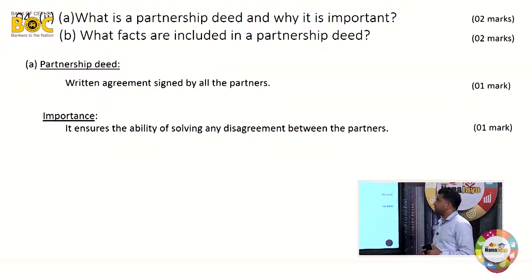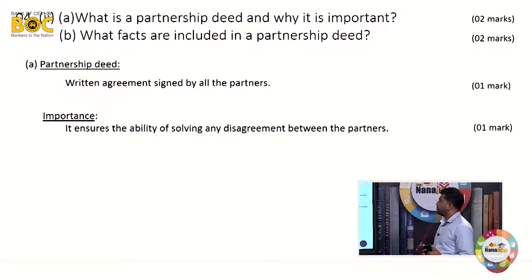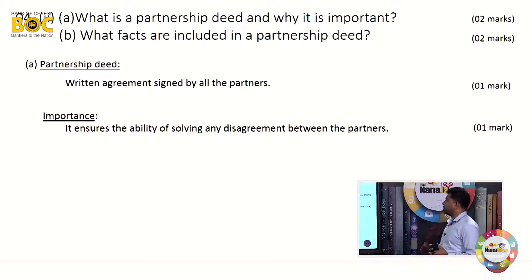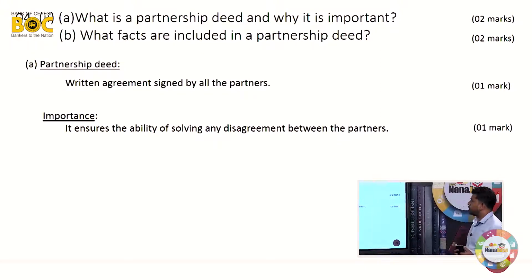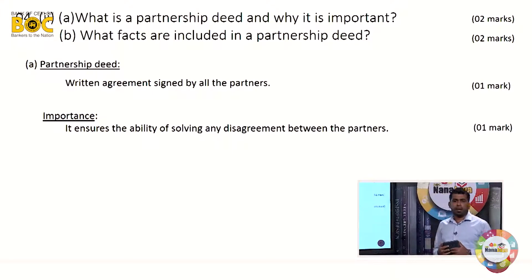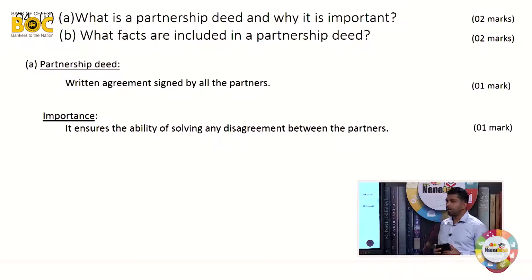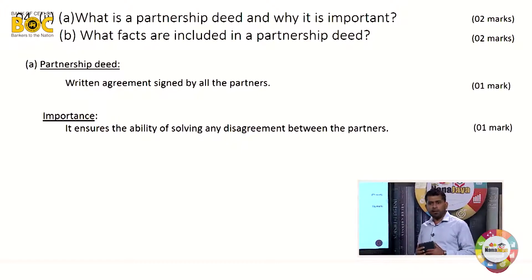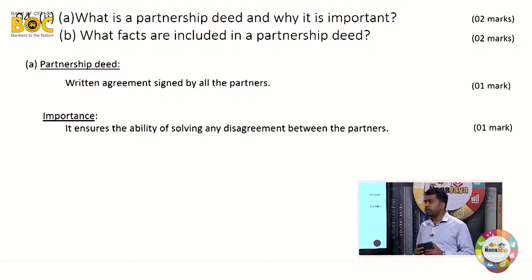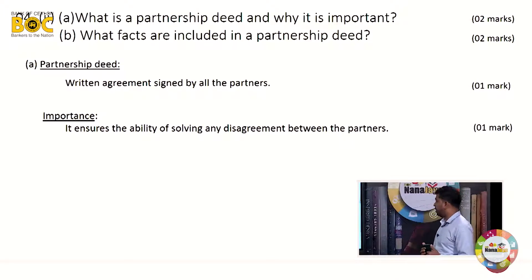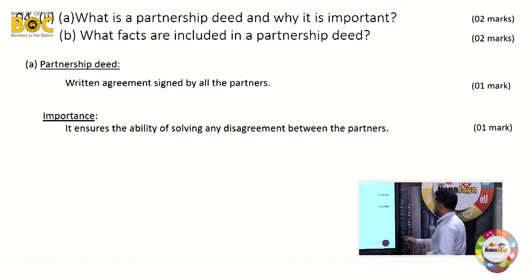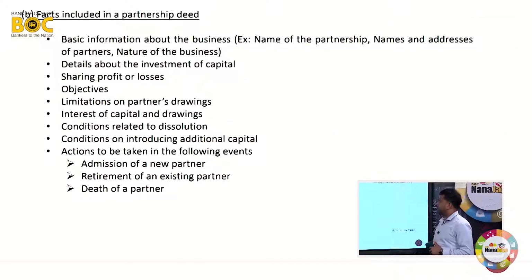Question number 4, Roman number 2A. What's a partnership deed and why is it important? What facts are included in a partnership deed? Partnership deed means a written agreement signed by all the partners. By having a written agreement or partnership deed, it minimizes conflicts between partners. It ensures the ability of solving any disagreement between the partners. These are the factors included in a partnership deed.